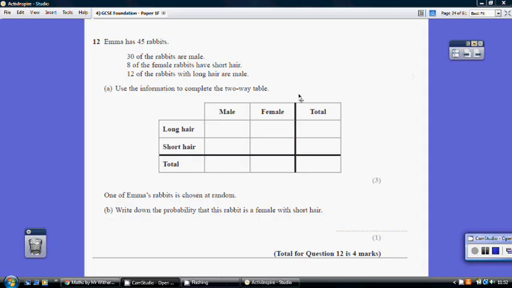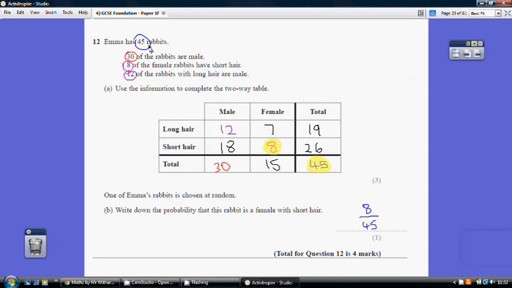Question 12. So we need to complete this two-way table. So let's pop all of this information into the table to start with. So we've got 45 rabbits in total. So that goes here. 30 of the rabbits are male. So the total of male rabbits is 30.